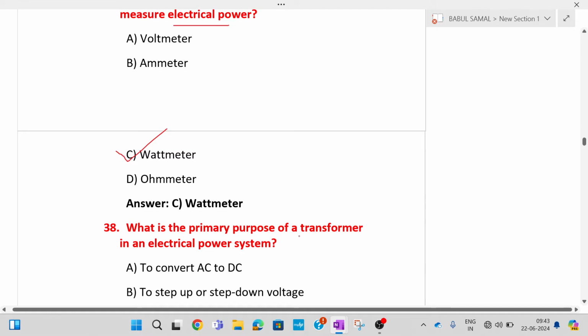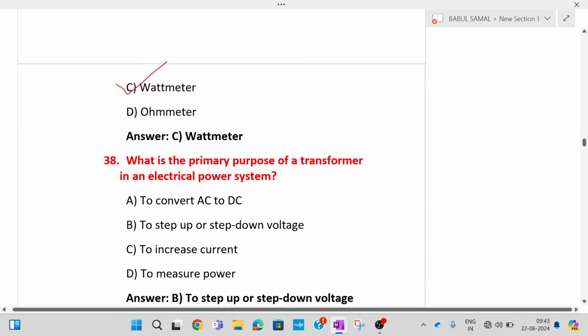What is the primary purpose of a transformer in an electrical power system? The main purpose of using a transformer in an electrical power system is to step up or step down the voltage, which is option B. And we know to convert AC to DC, we have to use a rectifier. So the correct answer is the use of a transformer, to step up or step down the voltage. So option B will be correct.